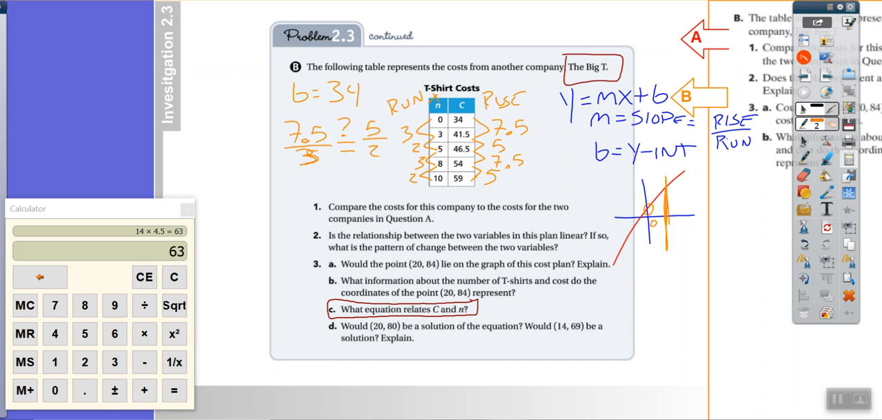Well, let's figure this out. So 7.5 divided by 3 is 2.5. 5 divided by 2 is also 2.5. We have a constant rate of change.